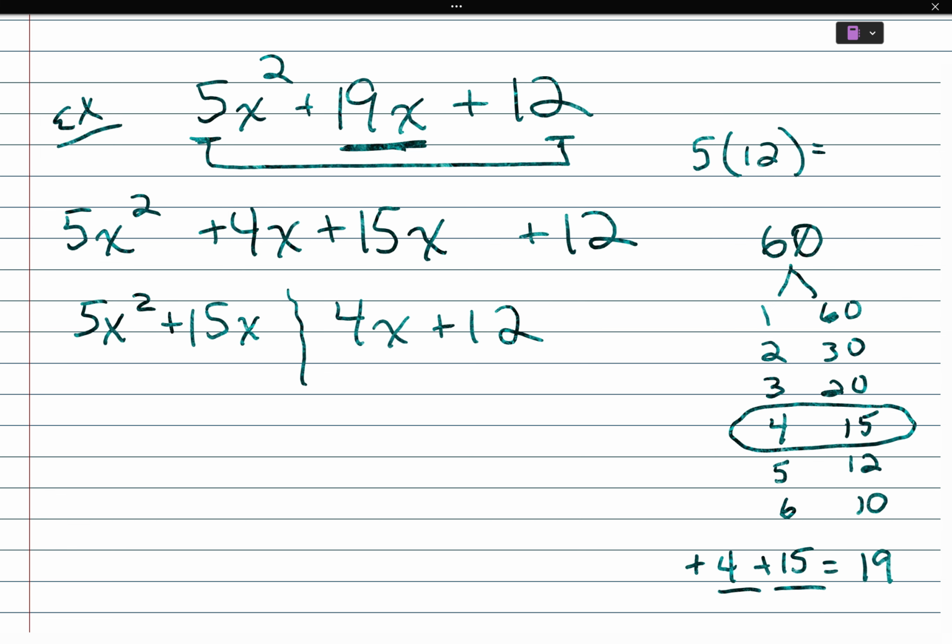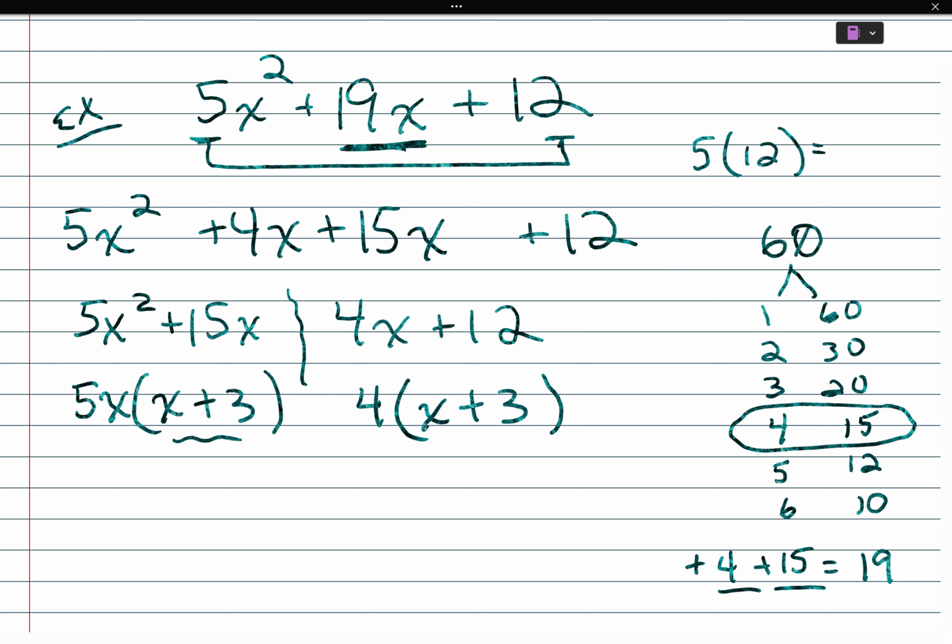All right, so now I'm going to do factoring by grouping. The GCF of 5x squared and 15x is 5x. And now I divide the 5x into each one of those. Into 5x squared is x. 5x into 15x is 3. The GCF of 4x and 12 is 4. 4 goes into 4x x times, and 4 goes into 12 3 times.